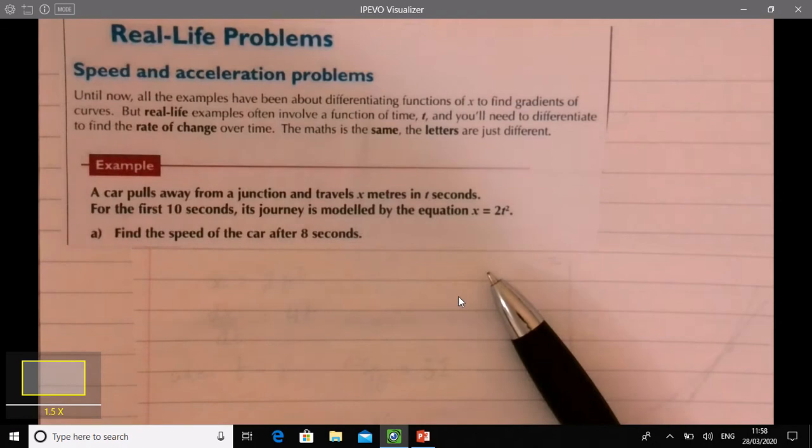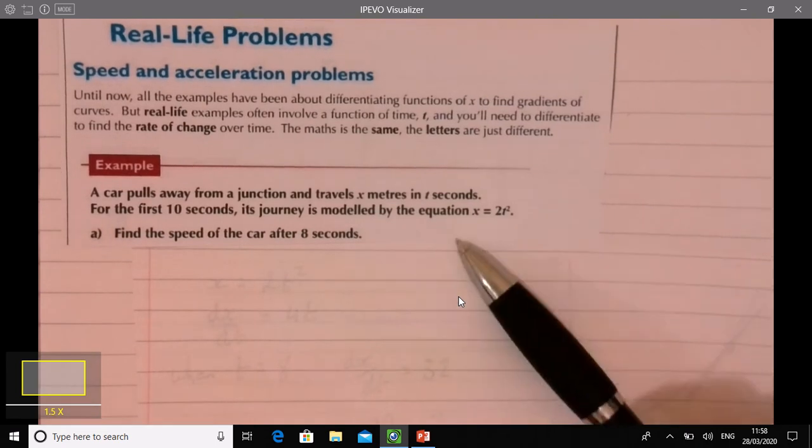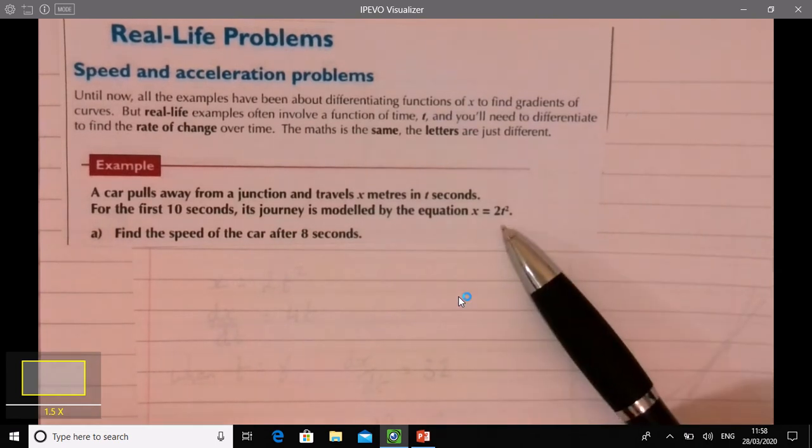You've got v might stand for volume. We might have a for area. We've got different things going on here, and here I've got an x and a t. So let's just have a look at this example.